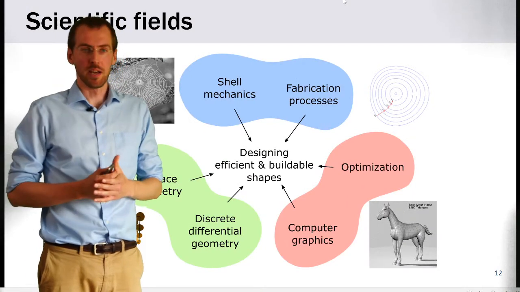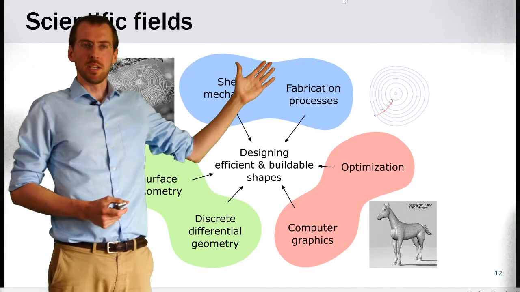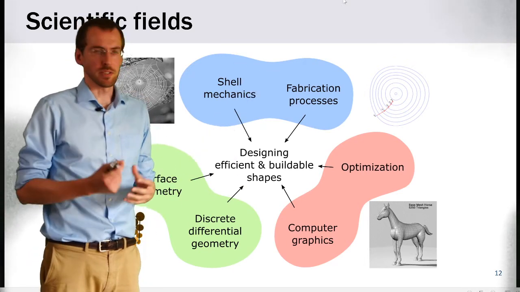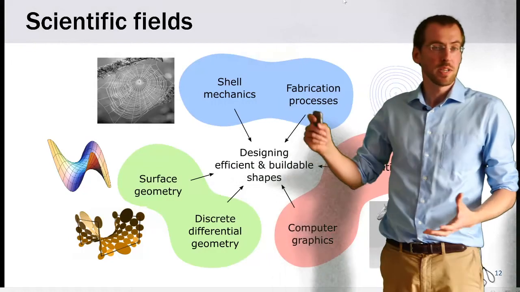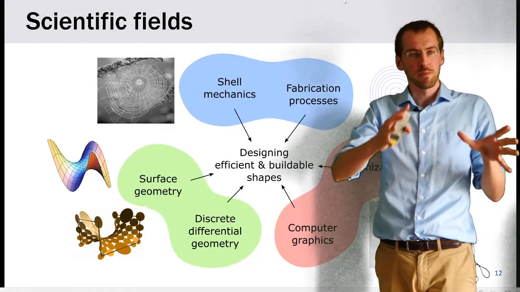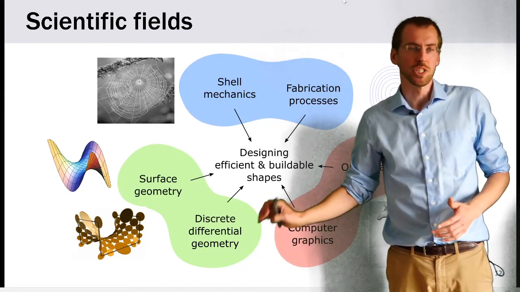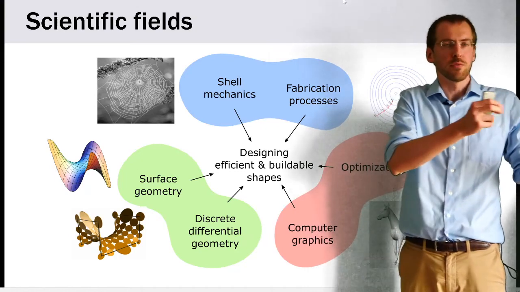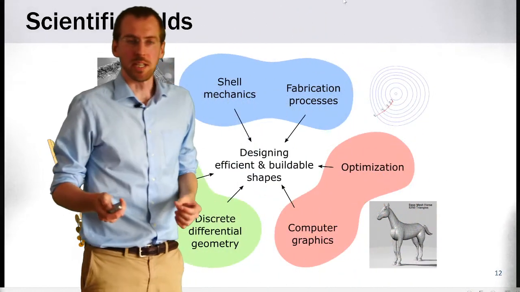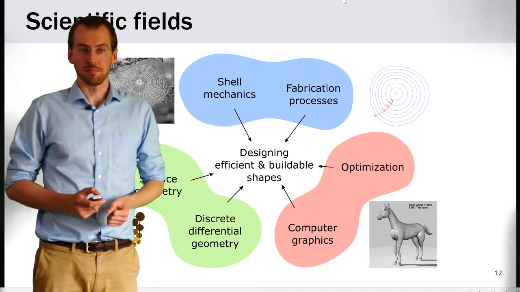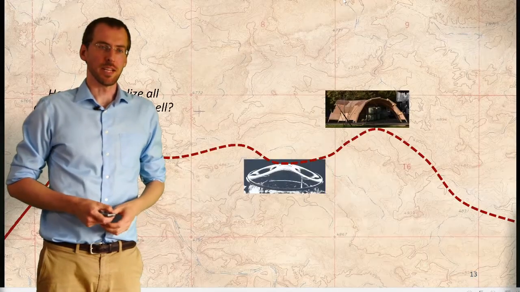Before we start, we are going to need quite a large set of tools to accomplish this. First, we'll need shell mechanics to reflect on the efficient shapes. We'll need knowledge about fabrication processes. We'll need surface geometry that gives us many tools to study the geometry of a curved, smooth object. And we'll also use its discrete equivalent, discrete differential geometry that studies discrete equivalents of surfaces like faceted surfaces. And finally, we'll need optimization techniques and numerical methods from computer graphics as a way to explore the design spaces that we have obtained.